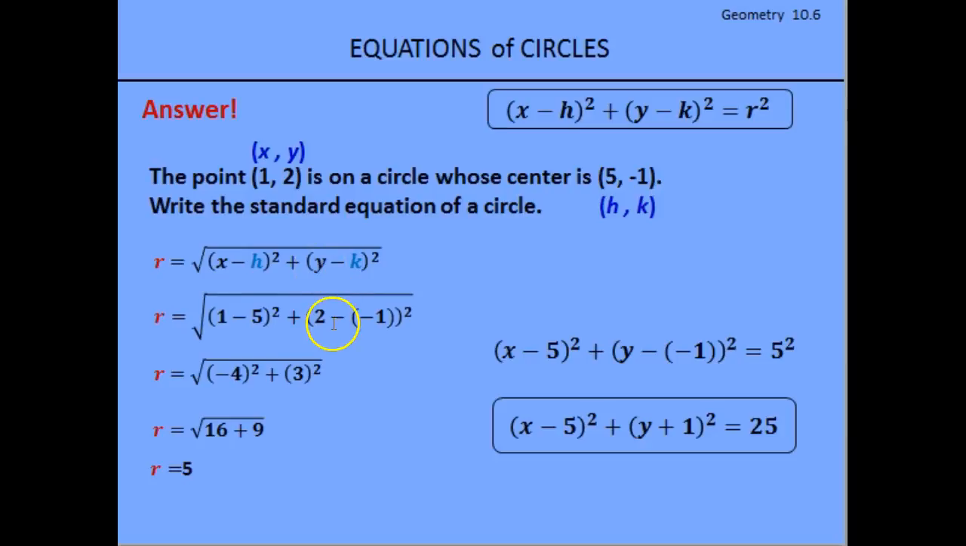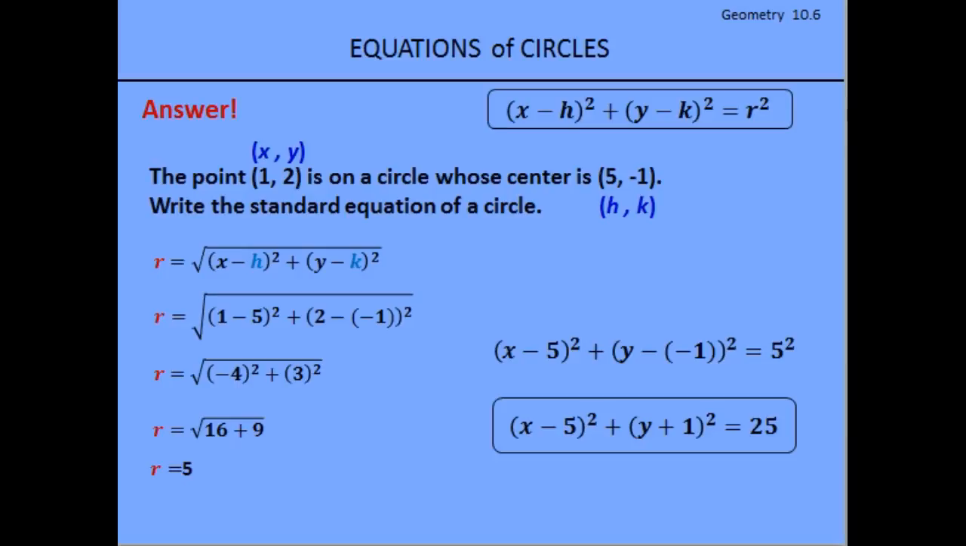Here's our y, which is 2, and our k is -1, so we have to be careful that we put that in correctly. If we do all the math right, we end up with r equaling the square root of 25, which is 5. Then all we have to do is plug it in. Here's our h, 5, our k, -1, and our radius, which is going to be 5, and we'll square it. So our final equation: x minus 5 squared plus y plus 1 squared equals 25.